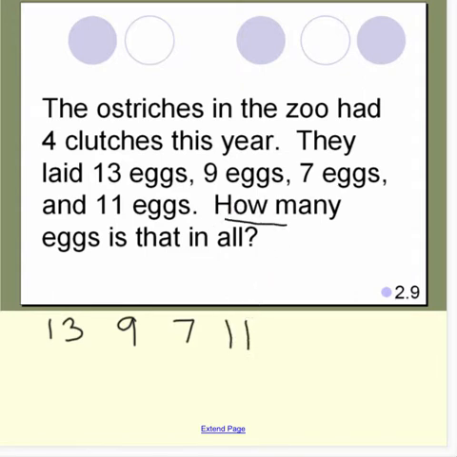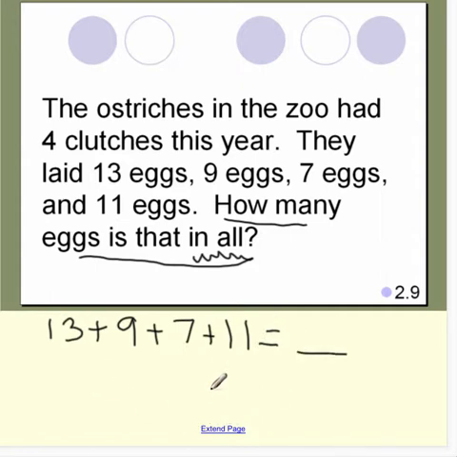Now I need to think about the question. It says, how many eggs is that in all? In all are key words that tell me I need to add. I'm going to add each of these numbers together. I'm going to put a plus sign in between them to show that I want to add, and then an equal sign where I will put my answer.